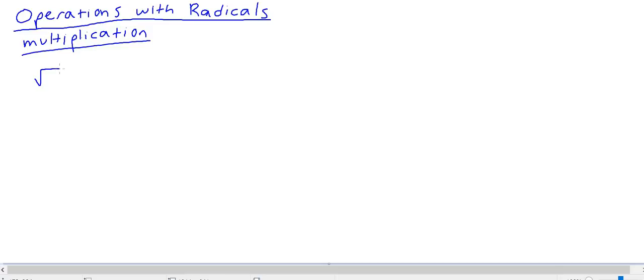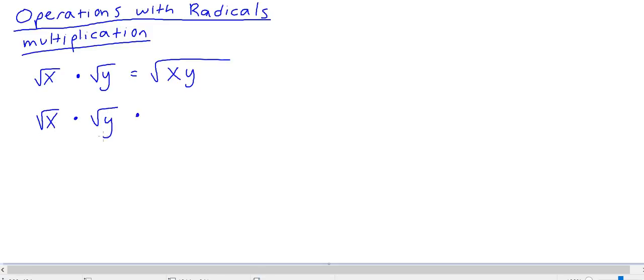So let's say I have the square root of x times the square root of y. They don't need to have the same radicands or the same coefficients. All you need to do is write the square root of x times y. Let's do another example. Square root of x times the square root of y times the square root of z. All you need to do is write the square root of x times y times z. Very simple. There is something special though if you're multiplying two of the same radicals.